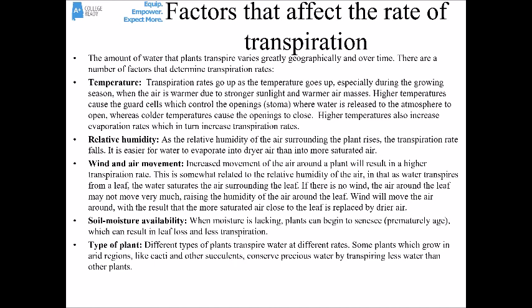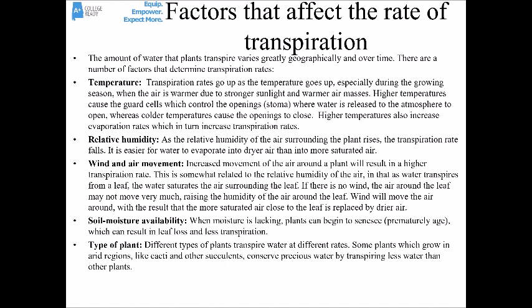So there's several factors that can affect the rate of transpiration, how fast it happens. One of those is temperature. Typically, hotter temperatures cause faster transpiration because heat increases evaporation, which in turn increases transpiration rates. Relative humidity. Higher humidity makes it harder for evaporation to occur. So when humidity is higher, transpiration rates are lower. When humidity is lower, transpiration rates are higher.